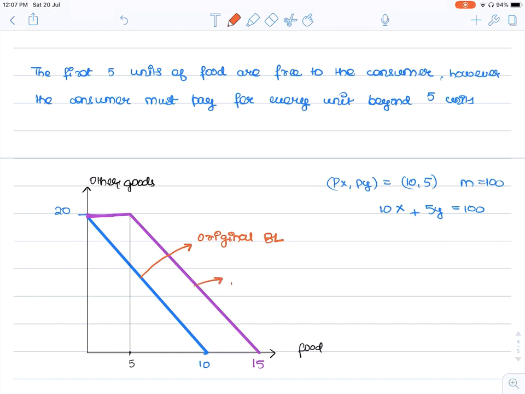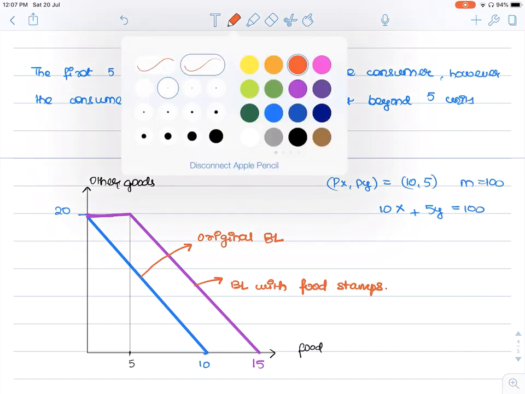Is that right? This is an important question, guys. I hope you understand this. How is this 15 coming? I'm consuming 5 for free. If I still spend my entire income, I can consume 10 units of food more. So 5 plus 10 is 15. Okay, so I've also marked the budget line with food stamps and the budget line without food stamps.